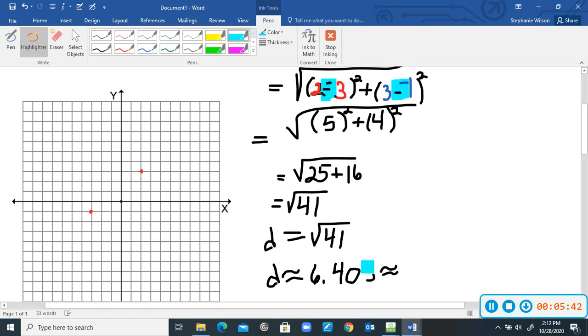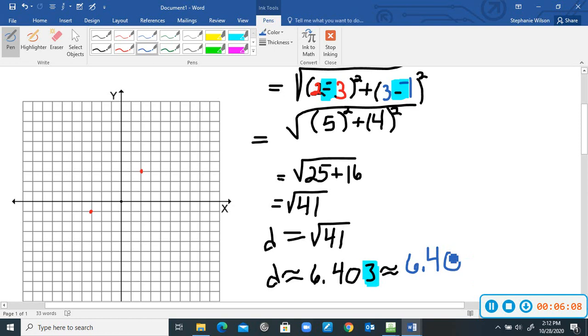So I went out to the thousandths to determine what happens to the hundredths place. For the thousandths digit, I ask myself, is it equal to or greater than 5? It's just a simple yes or no. This number here is a 3. It is not equal to and not greater than 5, therefore we do not make any changes to the hundredths place. So my answer in approximation form is 6.40.